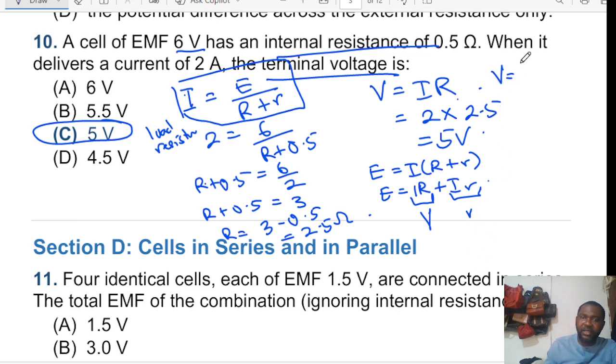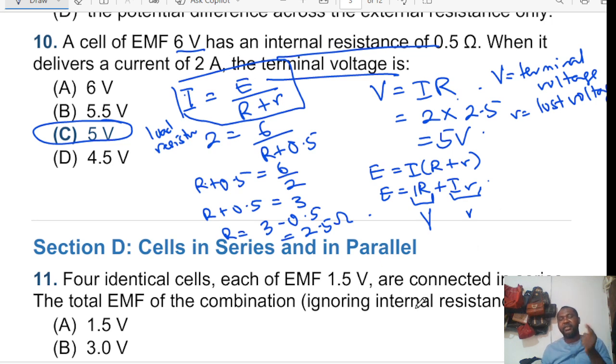The capital V here is terminal voltage, and the small v here we call lost voltage. Very, very important. And so that means you can say that the EMF of a cell is big V plus small v. That's in case questions like that come up.